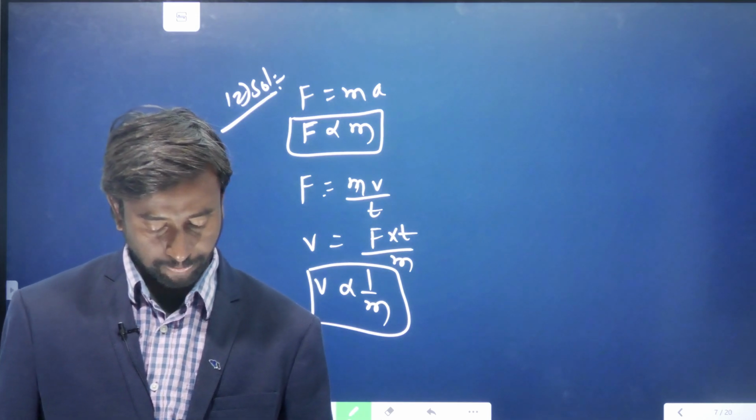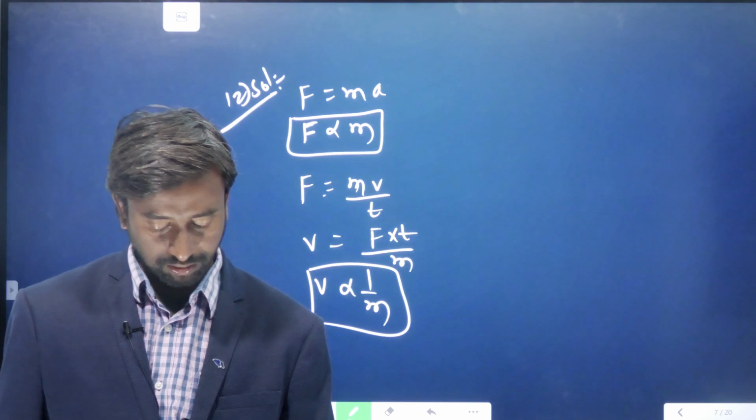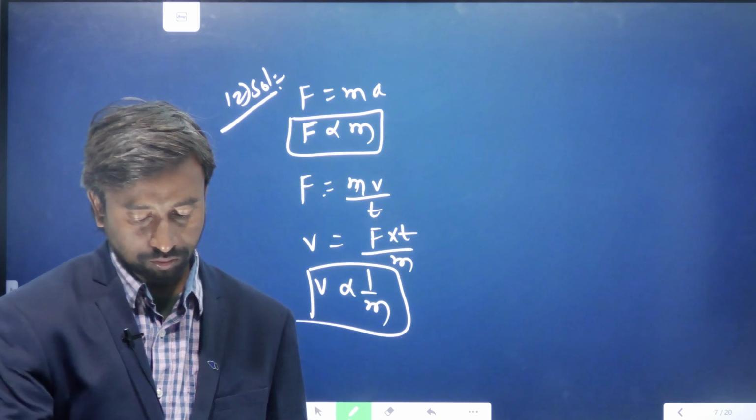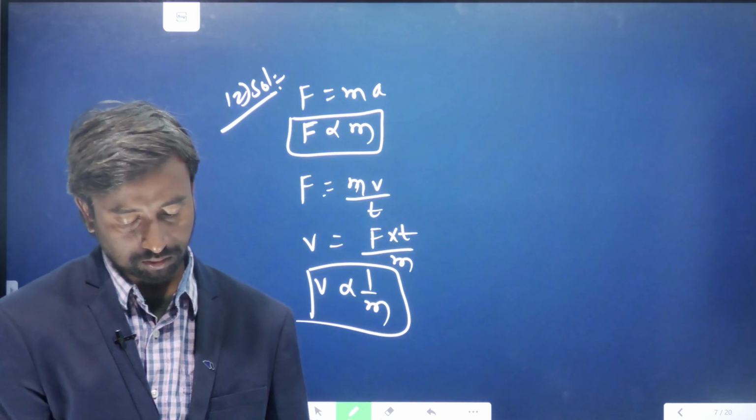Velocity attained by the particle in a certain displacement will be proportional to. So the 12th one, we can see here.